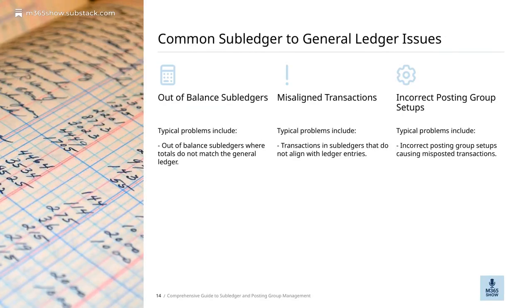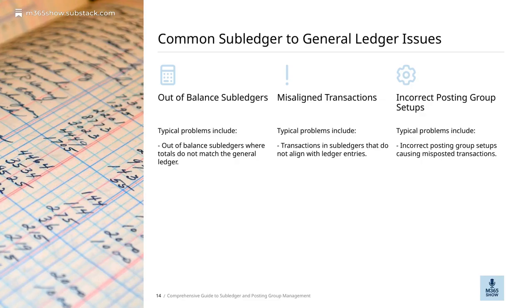So, let's talk about some of the common issues that can arise between the subledger and the general ledger. These problems can really impact the accuracy and reliability of your financial reporting. One of the most frequent issues is incorrect posting group setups. When these are not configured properly, transactions can be posted to the wrong accounts, leading to misposted transactions, which can be confusing and hard to trace.